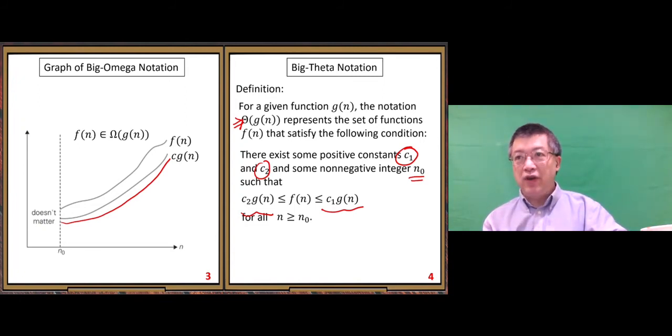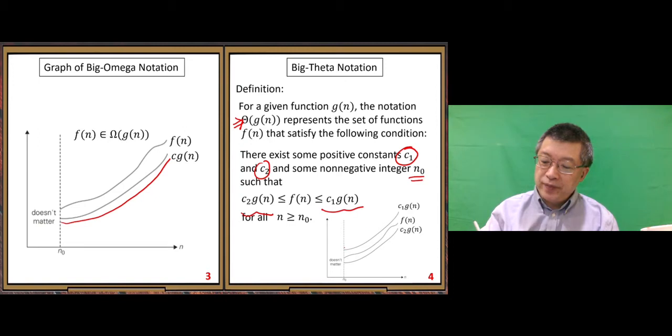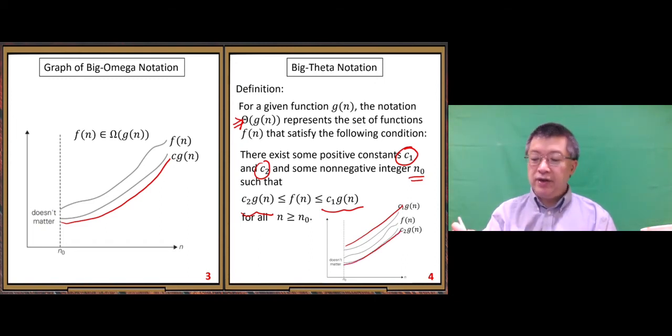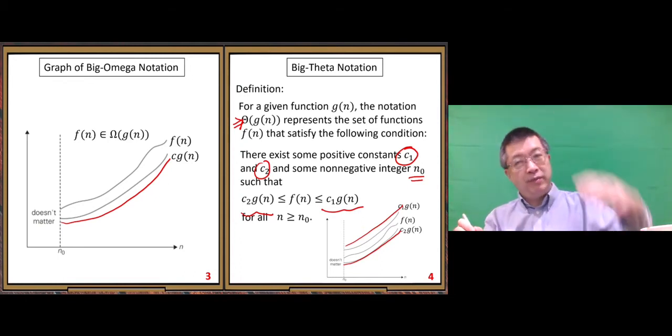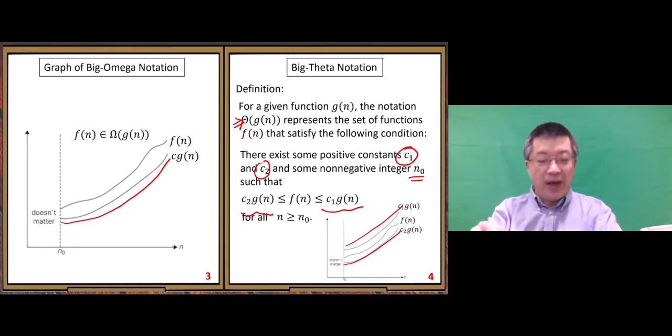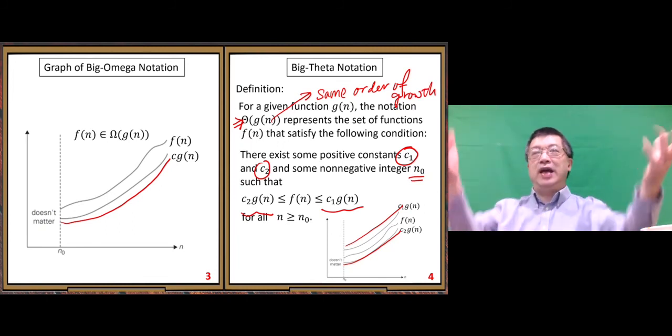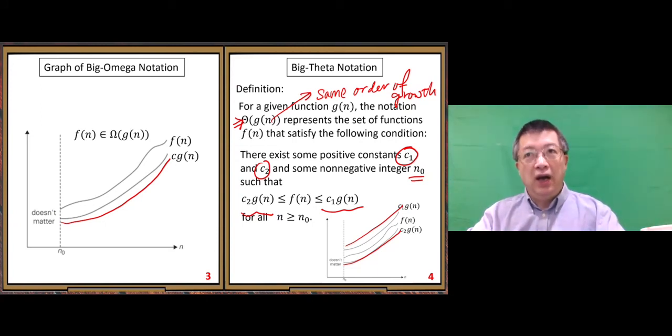If you look at it from the graph, it's easy. For the f function, you use a multiple of the g function to control from above, and another multiple of the g function to control from below. One from above, one from below. Big theta means these two functions have the same order of growth. Control above, control below. That's the relationship.